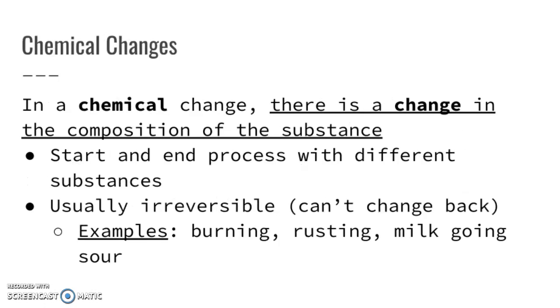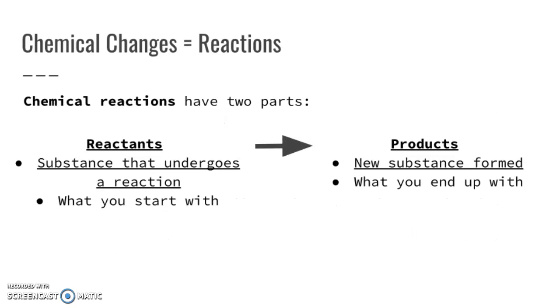A chemical change, though, is a change in the composition. So it's actually changing, okay? Starting and ending are different substances, okay? And usually this is irreversible, meaning I cannot change back, right? If you think about it, if I burned a piece of paper, I can't get that piece of paper back, right? If something is rusting, right? If milk goes sour, okay? These are all types of chemical changes. And chemical changes, okay, happen due to chemical reactions, okay?